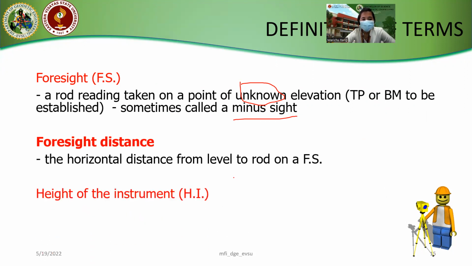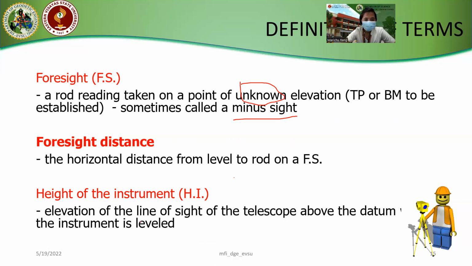So we have HI or height ng instrument. If you are going to set up the instrument, that is from the center of the telescope hanggang doon sa ating datum. Okay? So this is the elevation of the line of sight or from the center ng telescope above the datum. So if you establish the instrument here, you have the instrument and, like say, this is the zero elevation. So HI is measured from the telescope or line of sight hanggang doon sa datum. So that is our HI.